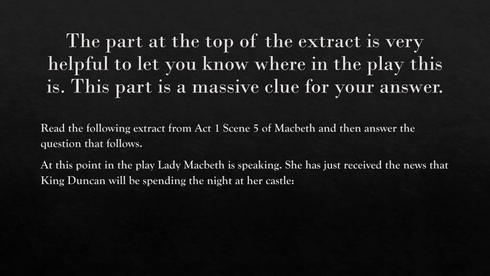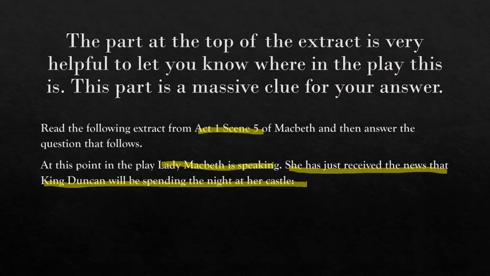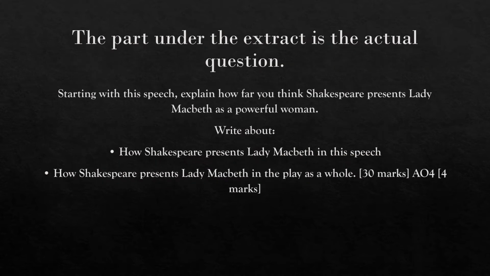Just above the extract, you find a huge clue for your answer. Here, there is information about where the extract comes from, and then it also tells us who is speaking and also what has just happened in the play. So then we can place the extract. The part beneath the extract is where we find the question itself, and that's the part that we need to break down into keywords.